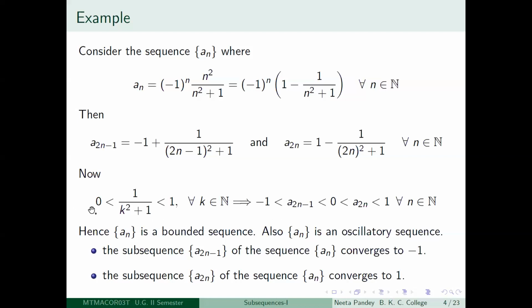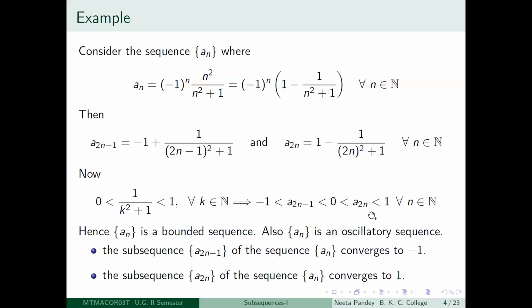Similarly, in this inequality, if you multiply it by minus 1, you get minus 1 less than minus 1 by k squared plus 1 less than 0. The inequality changes, and then you add 1. So if you add 1, what will happen? Minus 1 plus 1, so you will get a 0 here. 0 is less than 1 minus 1 by k squared plus 1 is less than 0 plus 1, so that is 1. So your terms of the form 1 minus 1 by k squared plus 1 will lie between 0 and 1.